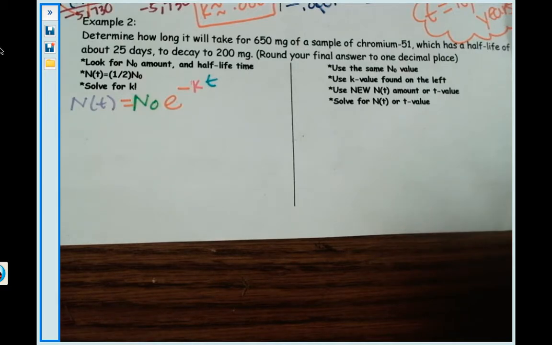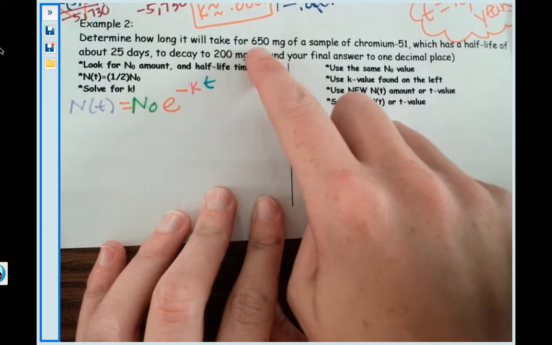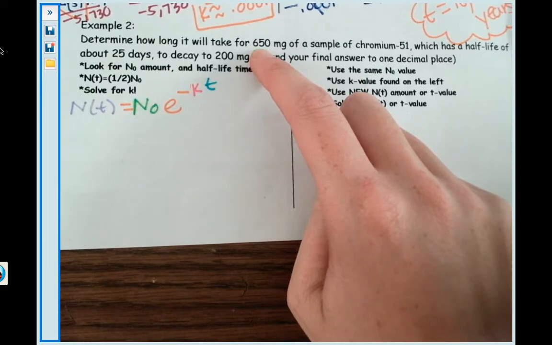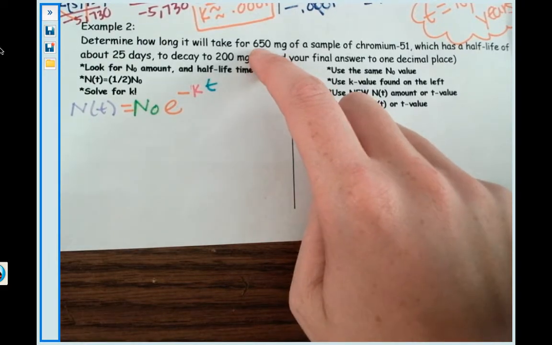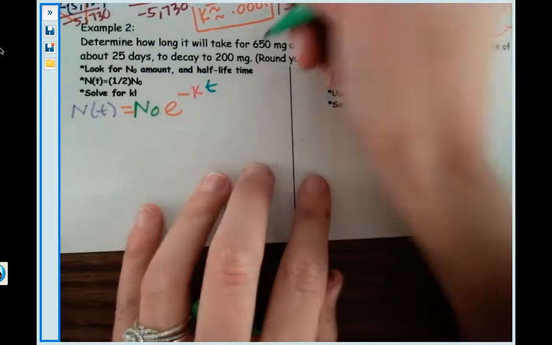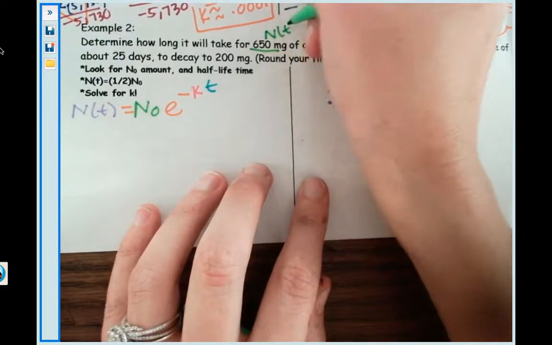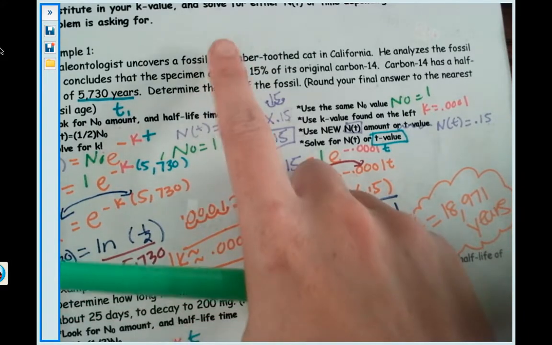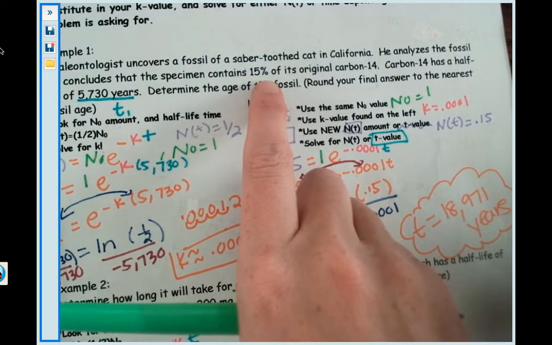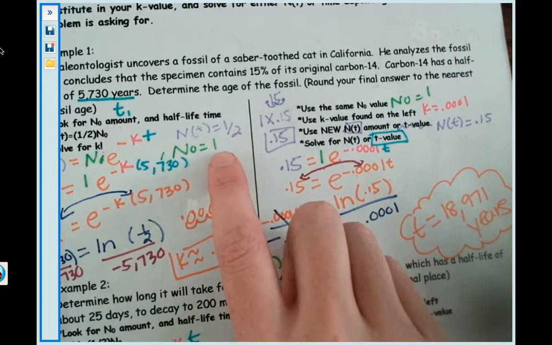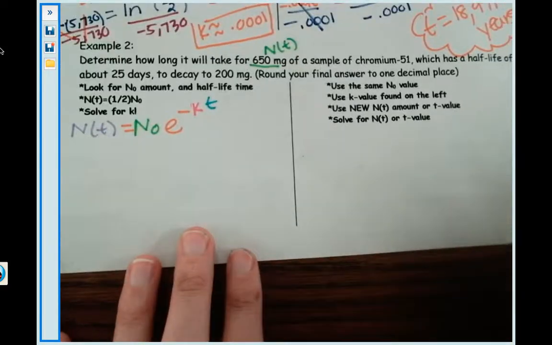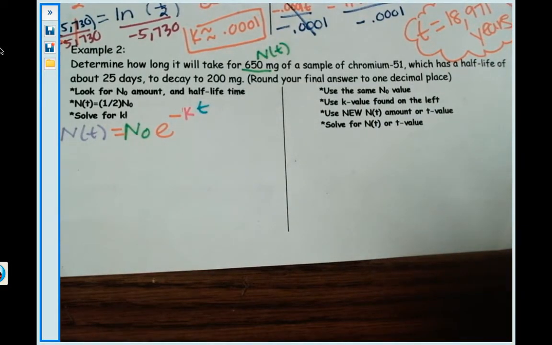Okay, so the first thing we do, we look for our start amount, which it says determine how long it will take for 650 milligrams of a sample to decay. So this is our start amount, you guys, 650. So we're actually given it this time. Remember, the last one didn't tell us how much it started with. It just told us the percent that it decayed to. But if you don't have a start amount, we always just use 1. This one had a start amount, so no worries. So that's our start amount.